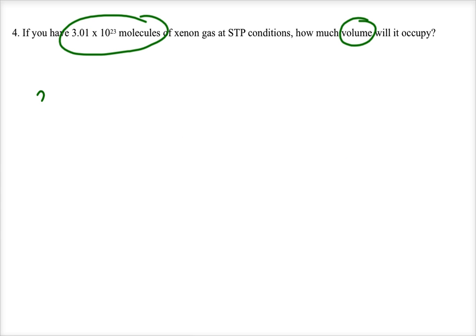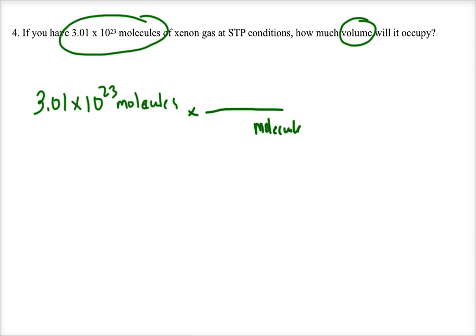We're going to start with the quantity given, 3.01 times 10 to the 23 molecules. We're going to set up a conversion fraction where molecules goes in the denominator and moles goes in the numerator. 1 mole of any substance is 6.02 times 10 to the 23. If we leave the problem here, molecules will cancel and leave us with our answer in moles.